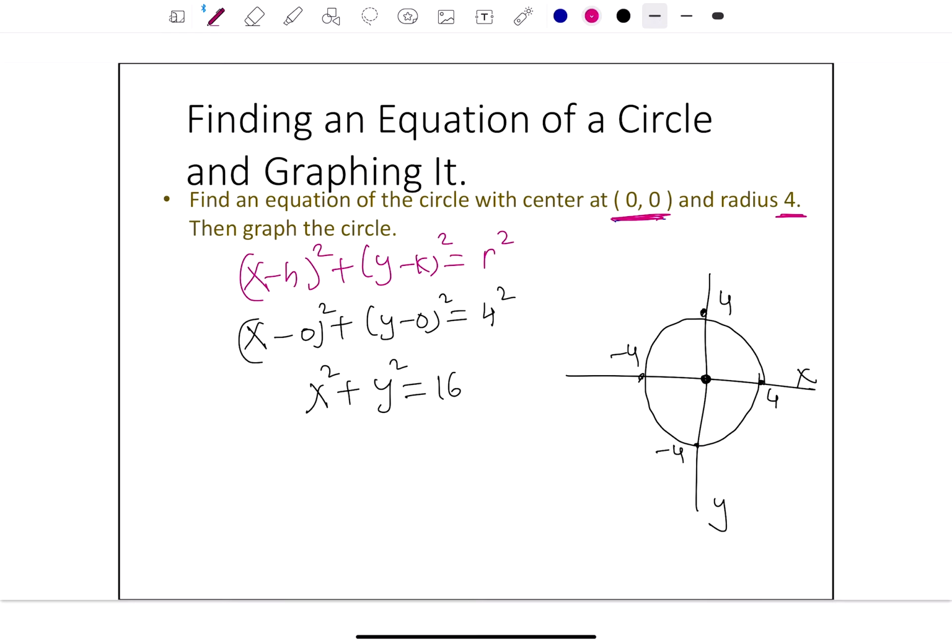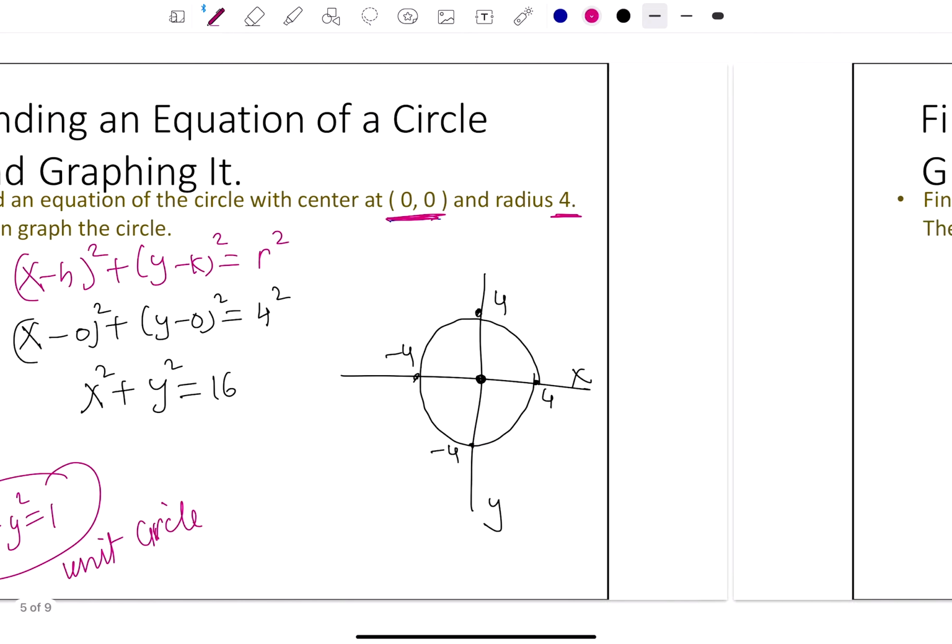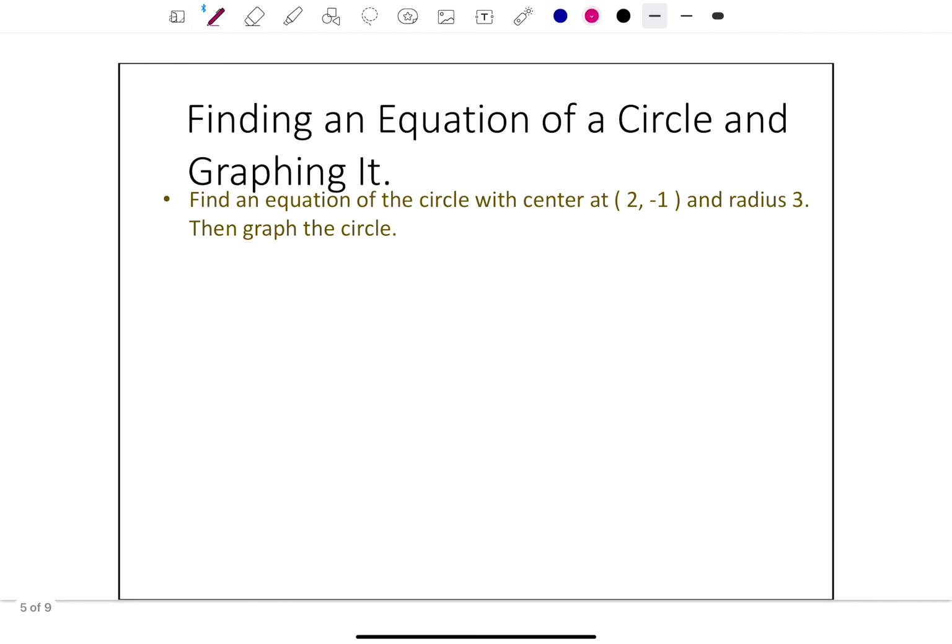Remember, in trig, we talk about the unit circle a lot. The unit circle is a circle whose radius is 1 and whose center is at 0, 0. The radius is 1 unit.